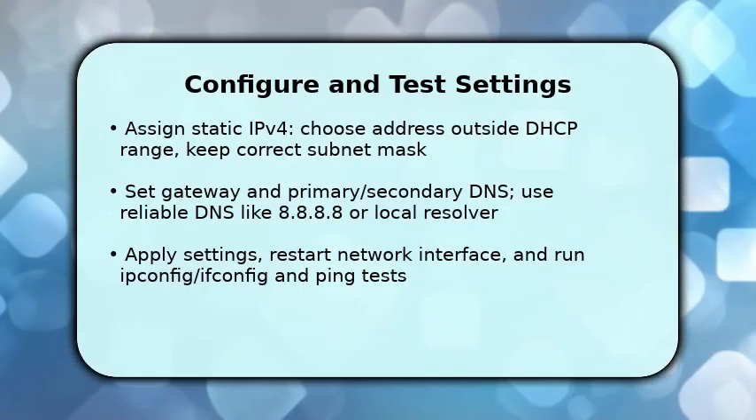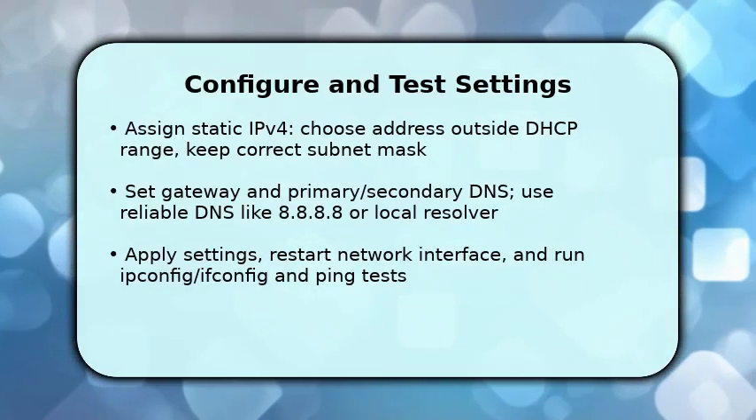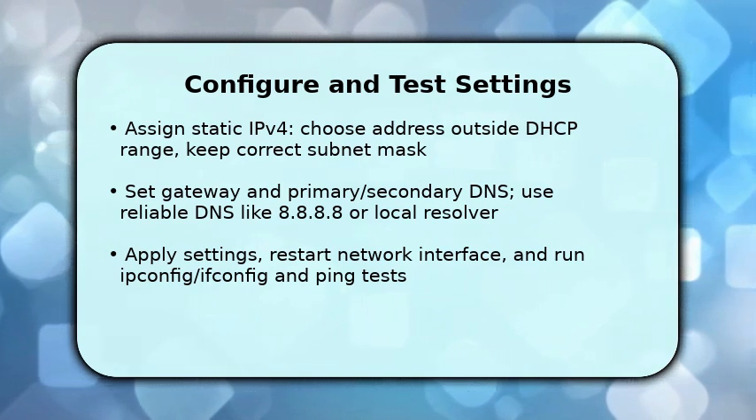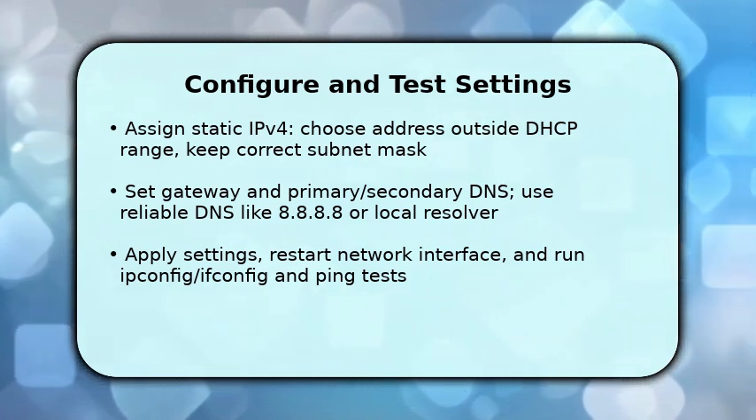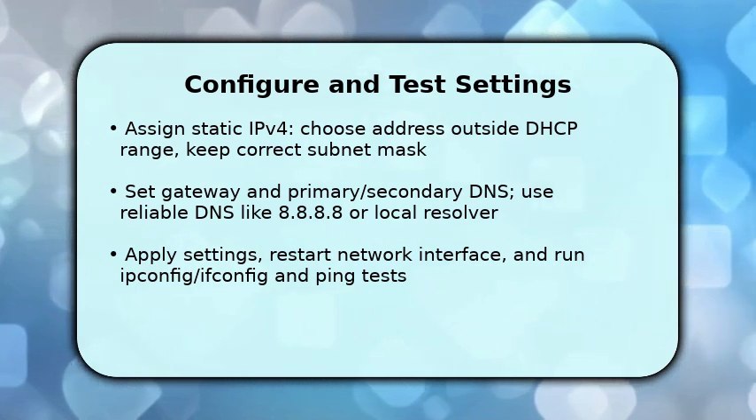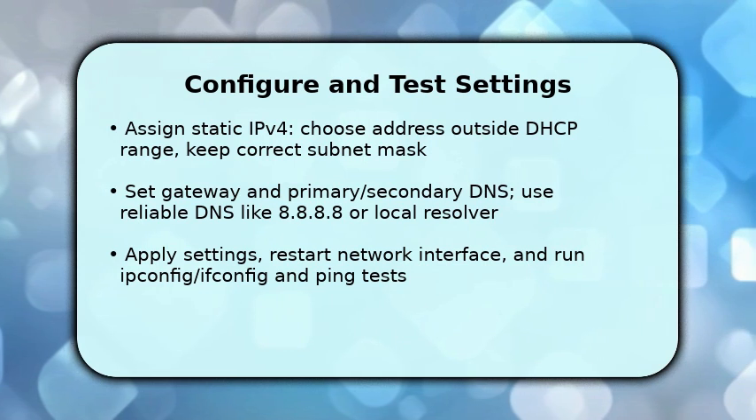You now configure the chosen IP4 settings. If using static, pick an address outside the router's DHCP pool and enter the matching subnet mask and gateway. Once set, add primary and secondary DNS. Use a trusted resolver or your ISP's servers.